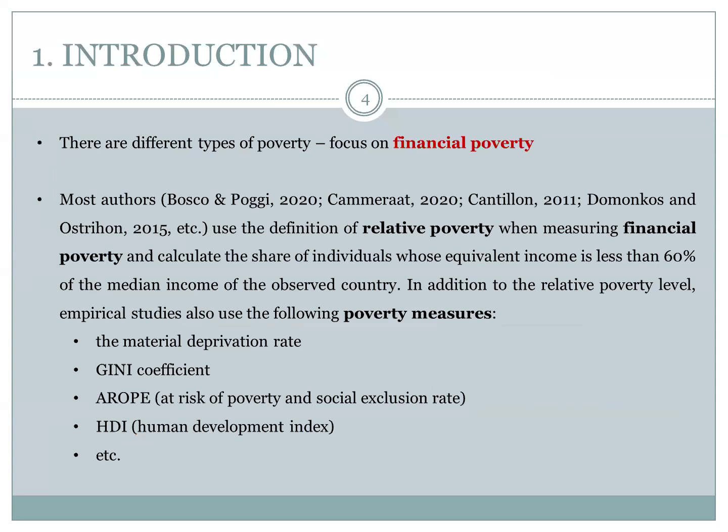There are different types of poverty, and our analysis is focused on financial poverty. When it comes to measuring financial poverty, most authors use the definition of relative poverty and calculate the share of individuals whose equivalent income is less than 60% of the median income of the observed country. In addition to the relative poverty level, in empirical studies, there are often different poverty measures used, such as material deprivation rate, the Gini coefficient, or at risk of poverty and social exclusion rate, the Human Development Index, and so on.